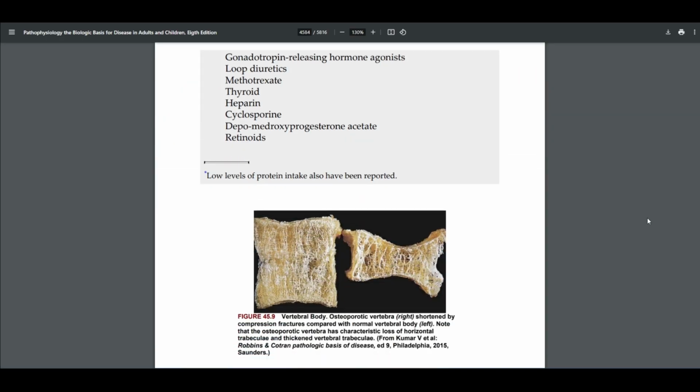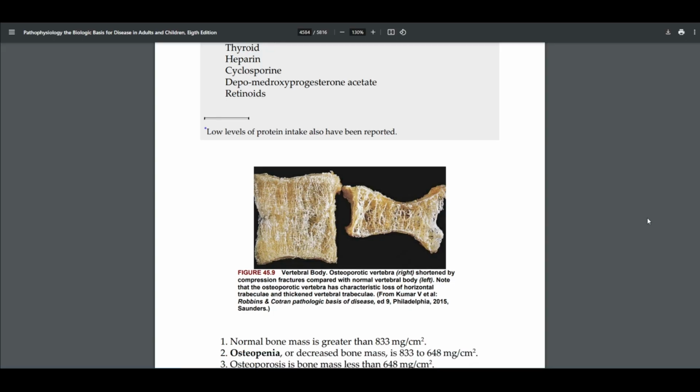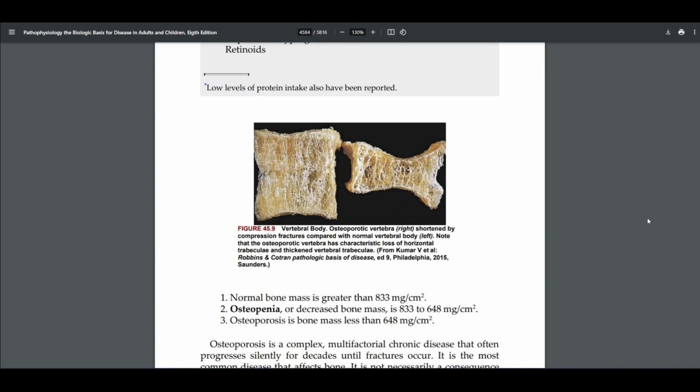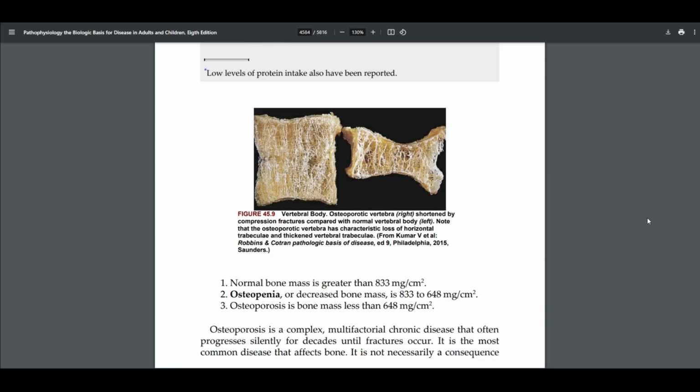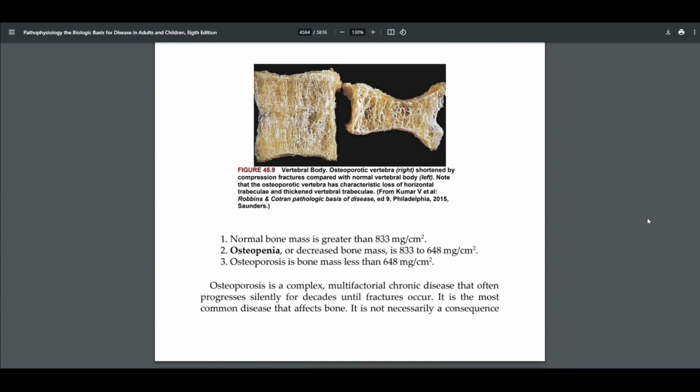And here we're looking at a porous bone, the vertebral body, the osteoporotic vertebra. So, normal bone mass is greater than 833 milligrams per centimeter squared. Osteopenia, or decreased bone mass, is 833 to 648 milligrams per centimeter squared. And osteoporosis is bone mass less than 648 milligrams per centimeter squared.